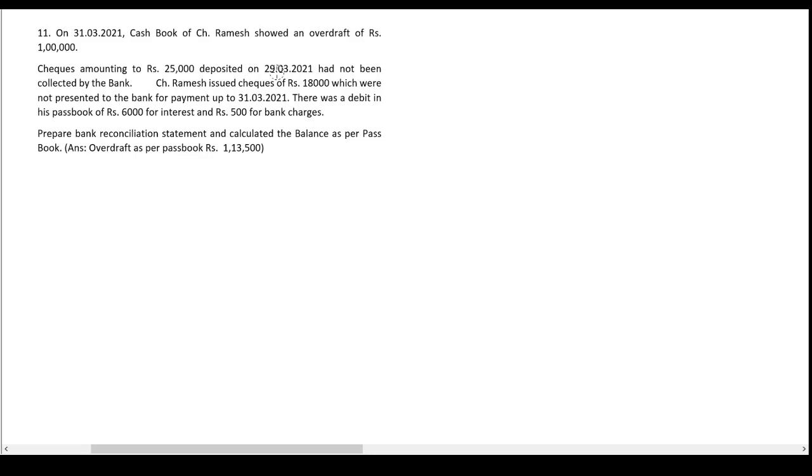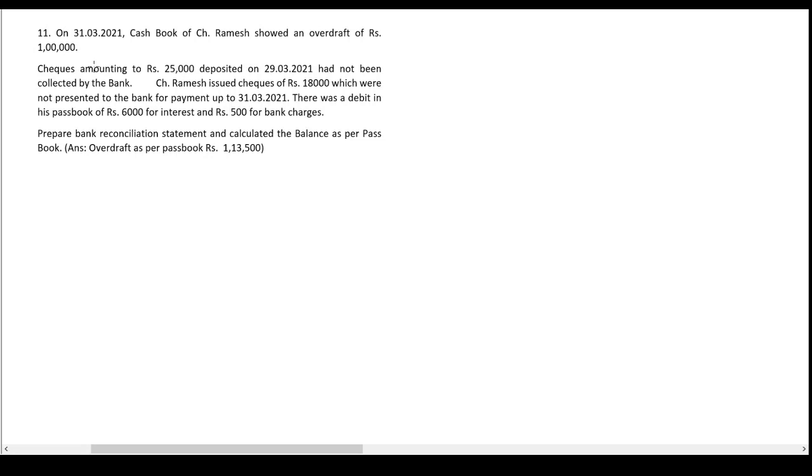Hi friends, in this video we'll now start solving problems on bank reconciliation statement with overdraft balances. Actually we will apply the same logic which we have been applying till now in all our problems, so it is not going to be a big thing. Let us start. On 31st March 21, cash book of CH Ramesh showed an overdraft of rupees 1 lakh.